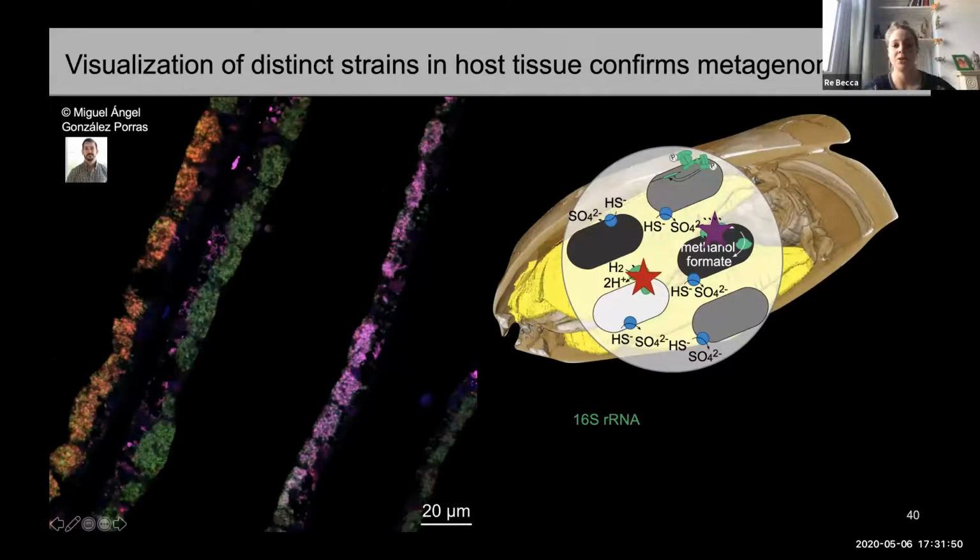So in one picture, you already see the distribution of at least 3 different strains in the natural gill tissue. So this was a really nice confirmation of our bioinformatic analysis. And very impressive to see.